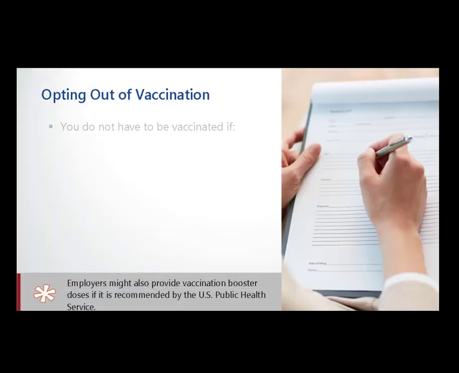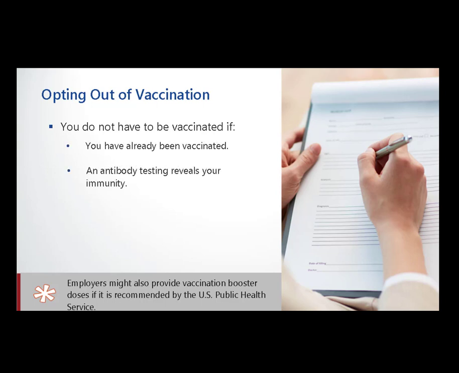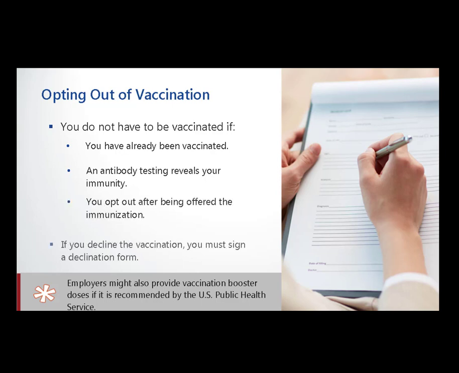You do not have to be vaccinated if you have already been vaccinated, and antibody testing reveals your immunity, or you opt out after being offered the immunization. If you decline the vaccination, you must sign a declination form. It is possible to initially decline and later accept the vaccine.